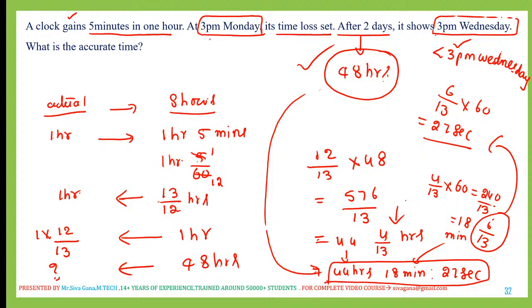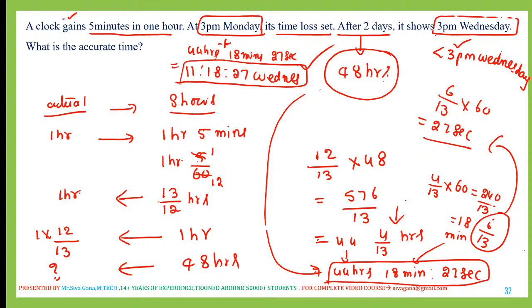Now 3 p.m. Monday plus 44 hours 18 minutes 27 seconds, what are we going to get? It is simply 11:18:27 Wednesday. This is the true time.